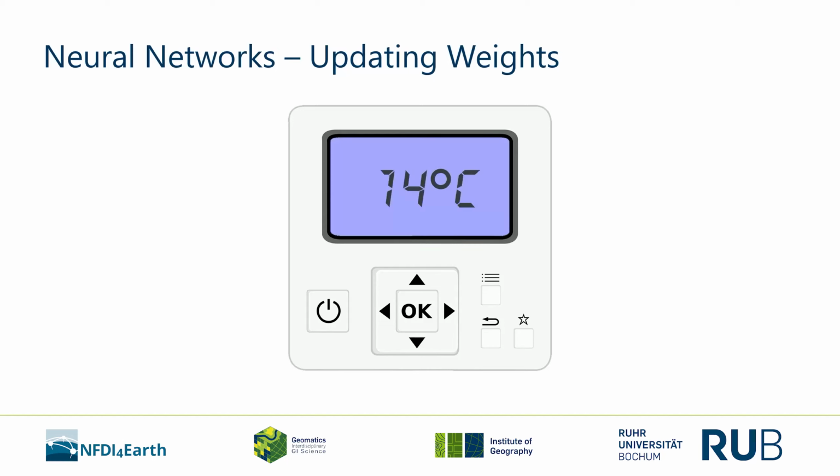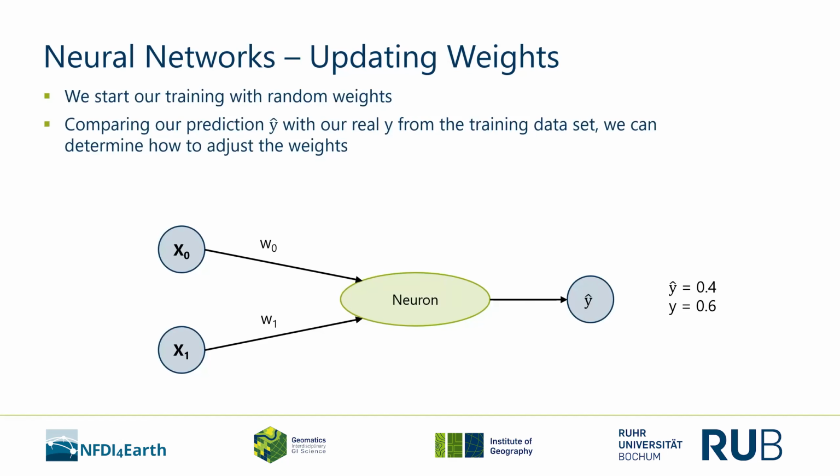Essentially, neural networks are doing the same thing. Our thermostat in this case are the weights in our neural network, which we adjust little by little to approach the perfect result. Before we let our neural network learn, the weights are randomly initialized. They are assigned a random value. To simplify things, I have omitted the bias in this illustration. Let's assume that our illustrated perceptron with these weights comes to a result of 0.4. However, the correct result is 0.6.